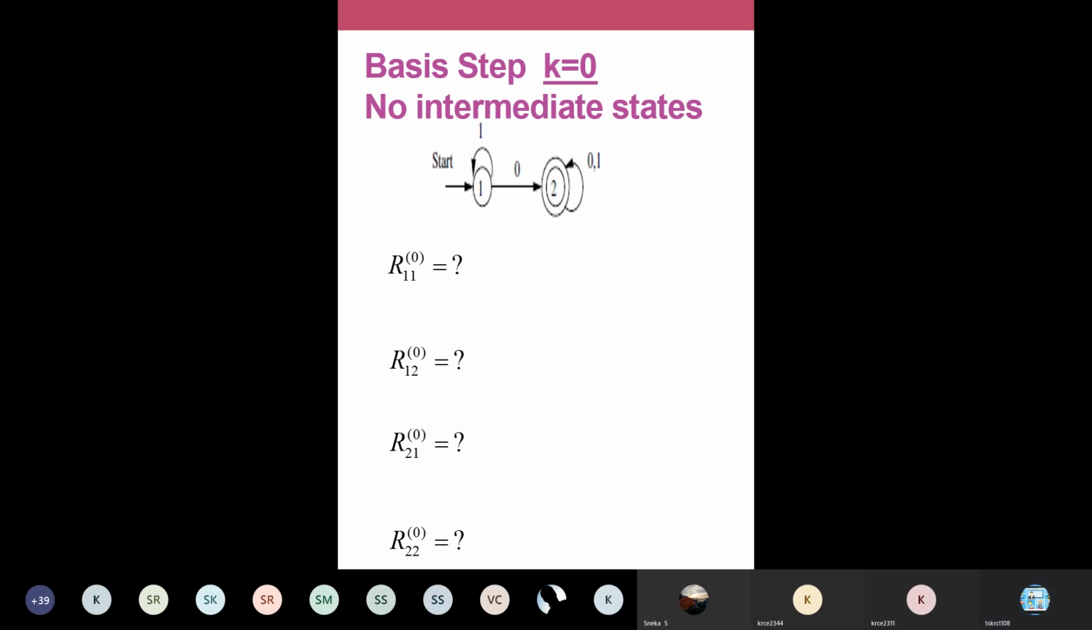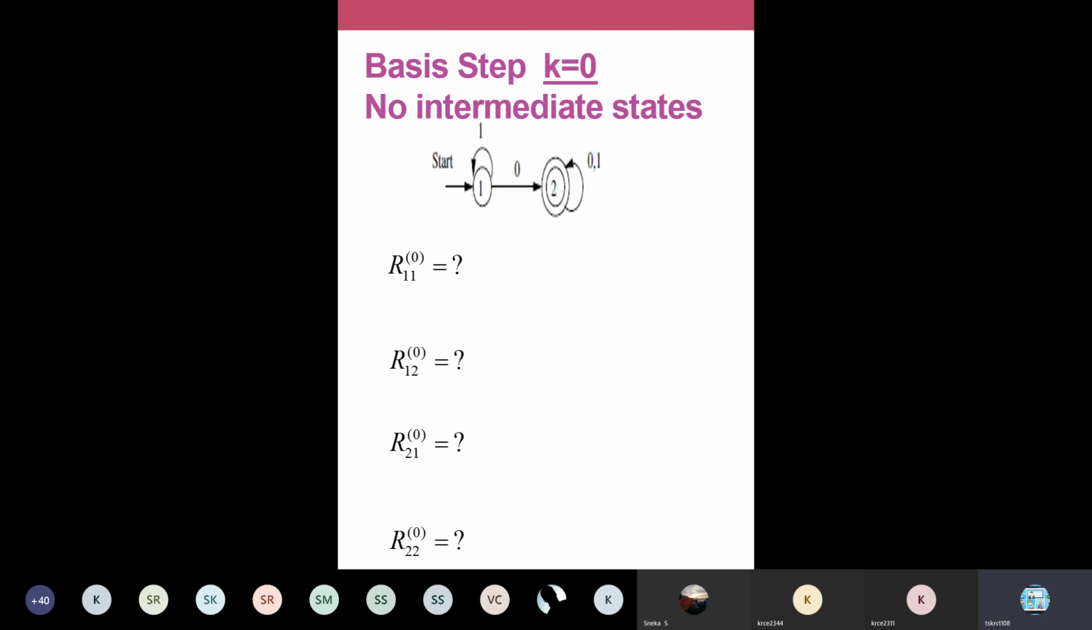So we'll be finding all possible combinations. You'll have R11, R12, R21, and R22. Four combinations are possible when you have 2 states. And this superscript is going to be 0 because your k is 0. At the first step, or the basis step, we take k as 0 and we find the regular expressions.